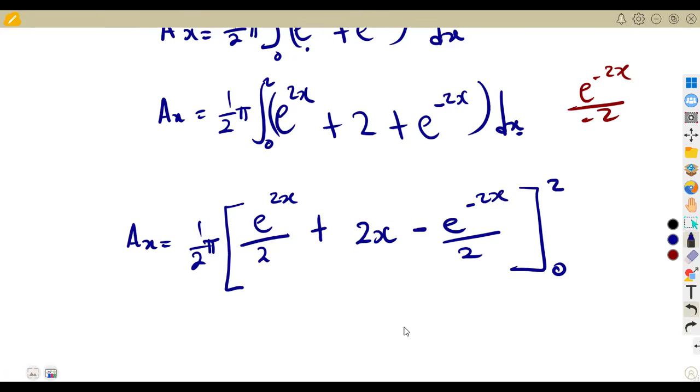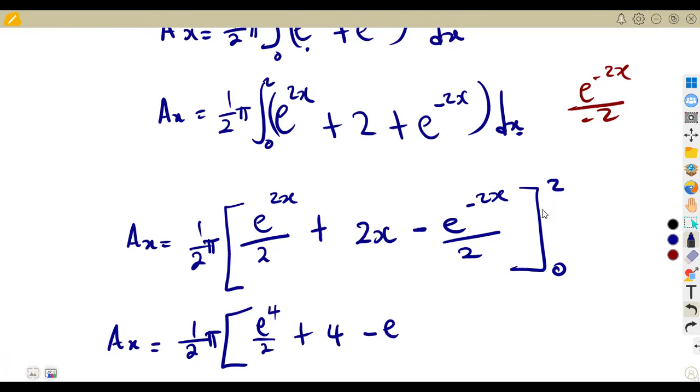All right, so here we can just substitute. That will be our area with respect to x, which is going to be 1 over 2 pi, or pi over 2. So substitute the upper limit here. It's going to be e to the exponent of 4, 2 times 2, that's a 4, plus 2 times 2 here, that's a 4, minus e to the exponent of minus 4 over 2. So this is representing our upper limit, all right?